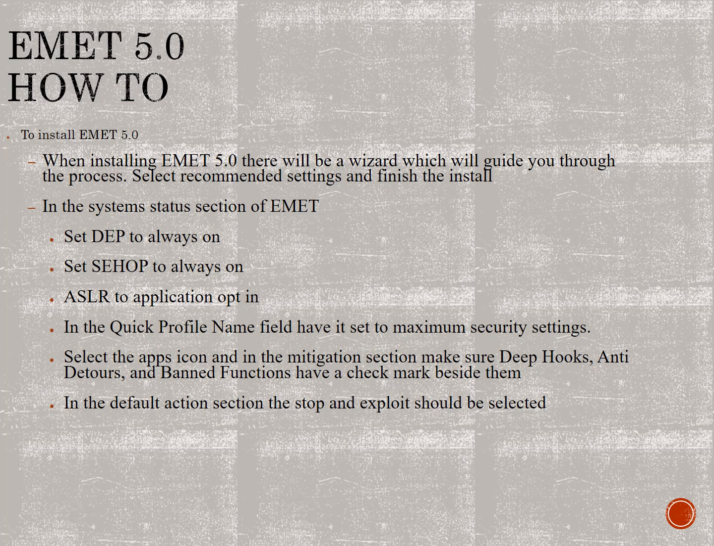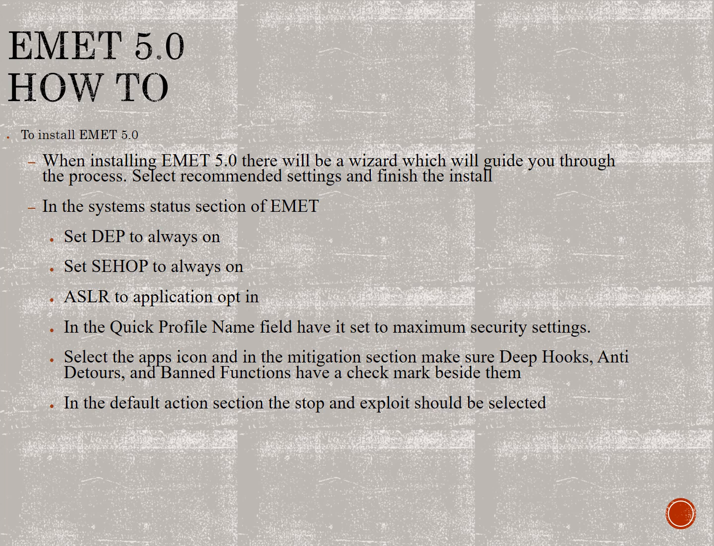After it installs, you'll open the EMET, and in the System Status section of EMET, make sure DEP is set to Always On, SEHOP to Always On, ASLR to Application Opt-In. In the Quick Profile Name field, have it set to Maximum Security Settings. That's where you're increasing the security settings.